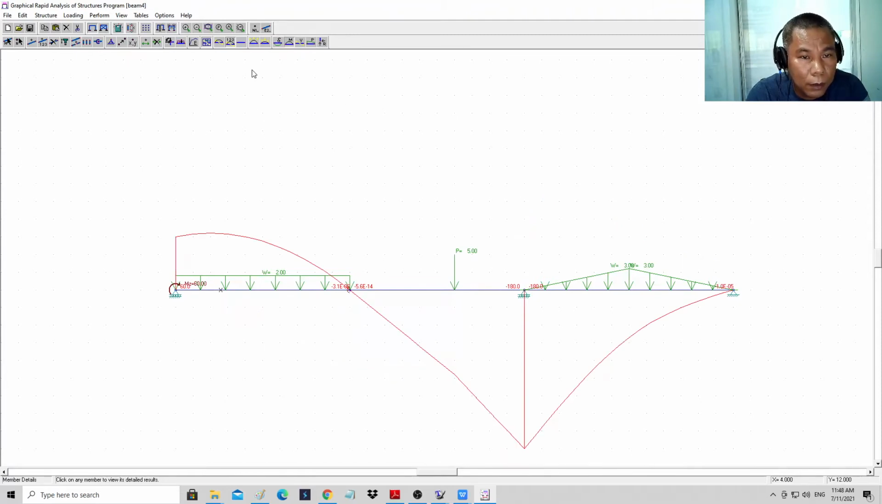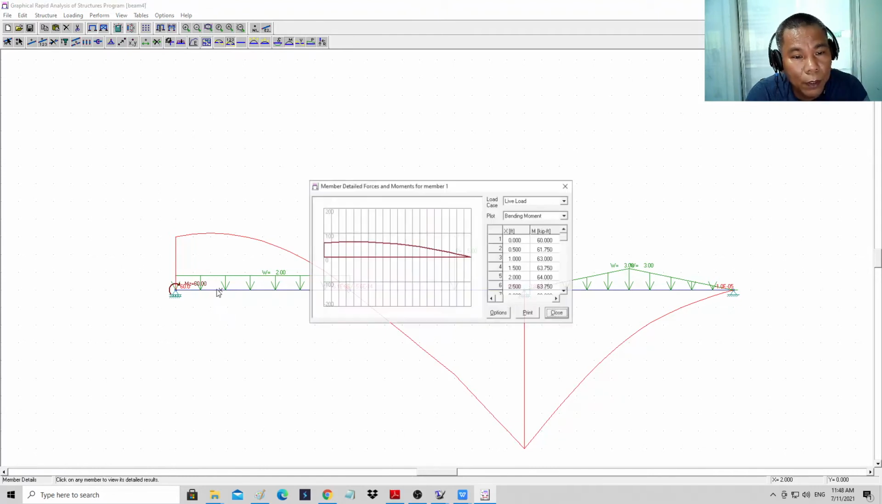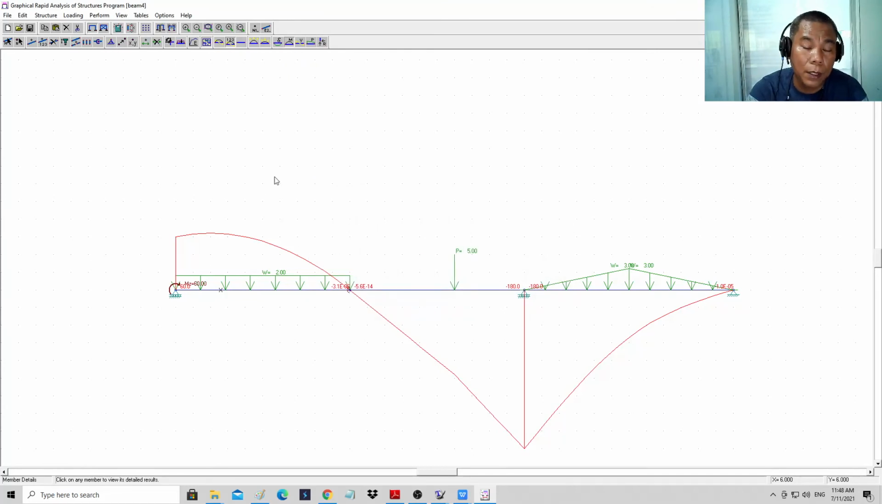Okay, so we want to check the result is maximum minus 180 and here should be 64. We have to click this portion and we will see if it is really 64. Yeah, it's 64 at a distance 2 feet from the left. Okay, so you can really see how useful it is to use software to study the shear and moment diagrams of a beam.